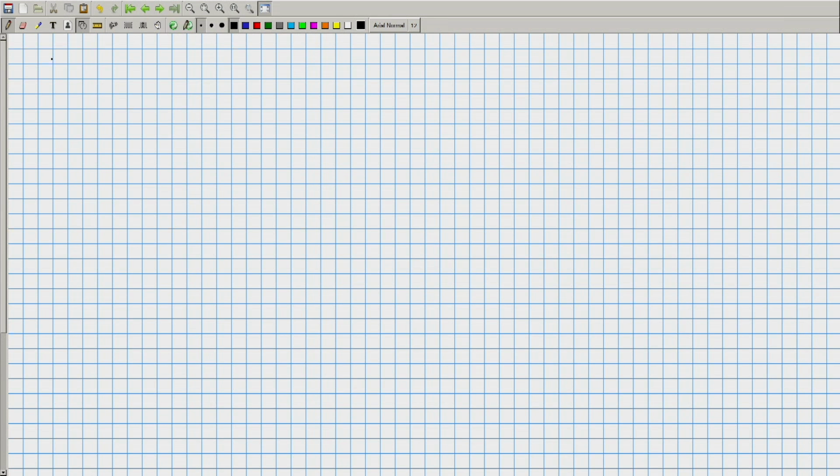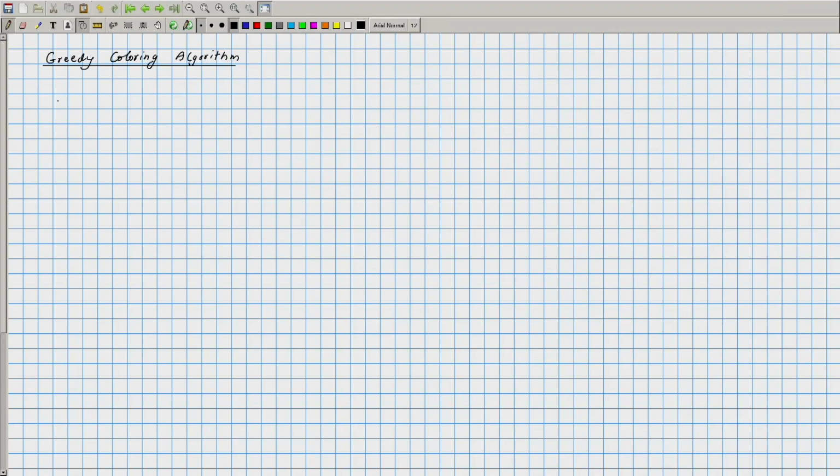So, we will show that the greedy coloring algorithm will correctly color the graph without using more colors. So, what is the greedy coloring algorithm? The algorithm is very simple. Let us describe the algorithm systematically. Choose an order on vertices.